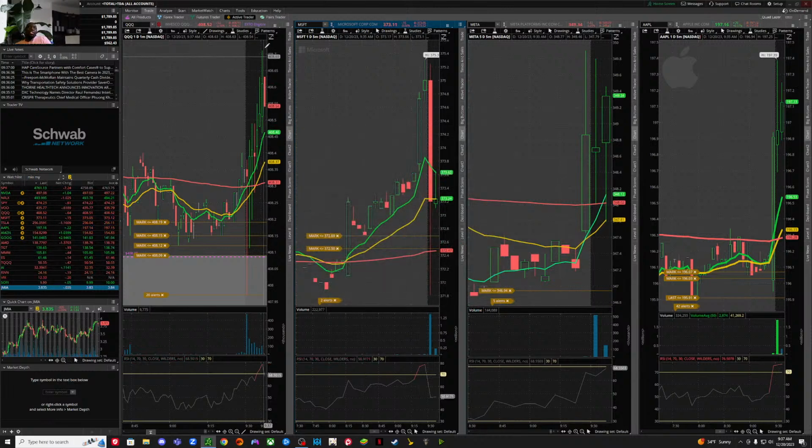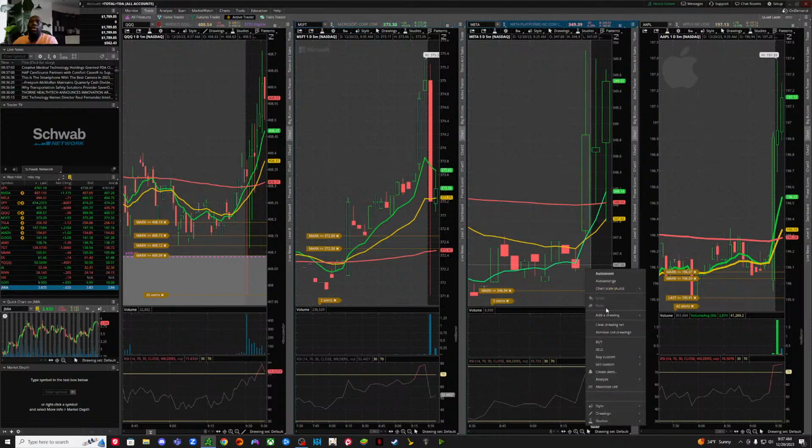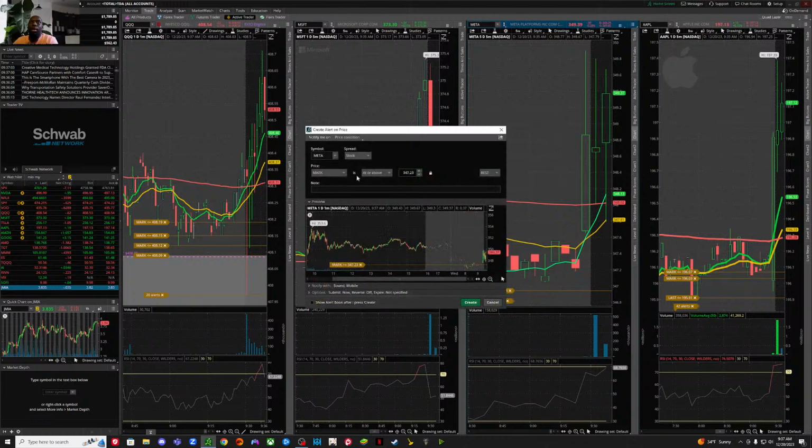Whenever you get these aggressive wicks at the top there, at the level that we're trying to break through, you just gotta sit, basically. Meta has done its thing, but Meta has not completely done its thing, so we'll still mark this down here.